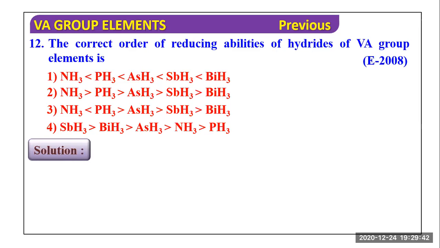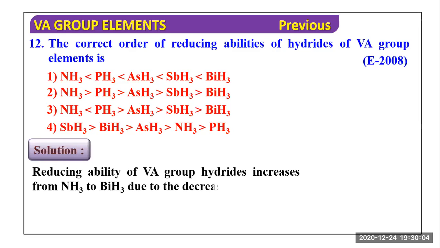The correct order of reducing abilities of hydride. Reducing ability of group 15 hydride increases from top to bottom, that is actually from ammonia to bismuth hydride. Ammonia to bismuth hydride. So option 1 is the correct answer. Yes.